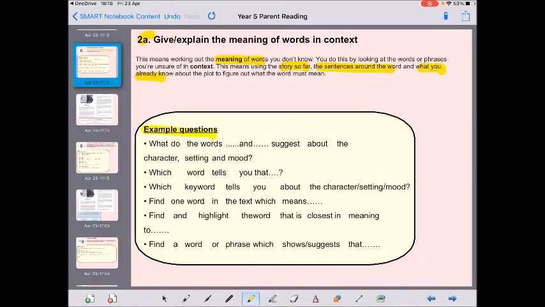What do the words suggest about the character, setting and mood? Which word tells you that? Which key word tells you about the character, setting and mood? Find one word in the text which means. Find and highlight the word that is the closest in meaning to. Find a word or phrase which shows or suggests that.